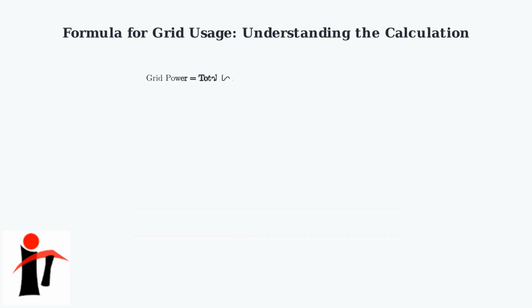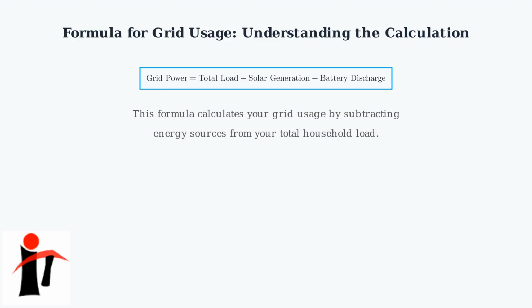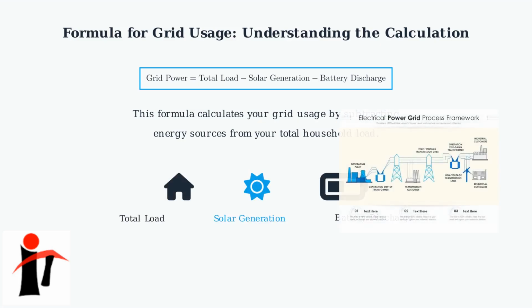Your grid usage is calculated using this key formula. Grid power equals total load minus solar generation minus battery discharge. This shows how much electricity you're drawing from or sending to the grid. Each component represents a different part of your energy system. Total load is your household's electricity consumption. Solar generation comes from your panels, and battery discharge is power drawn from your Powerwall.